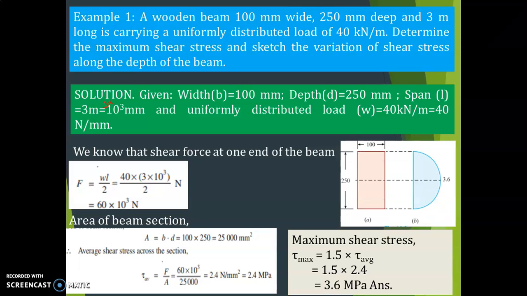Let us take now, you have to draw the shear stress distribution diagram also. This is a rectangular section and the diagram comes like this.